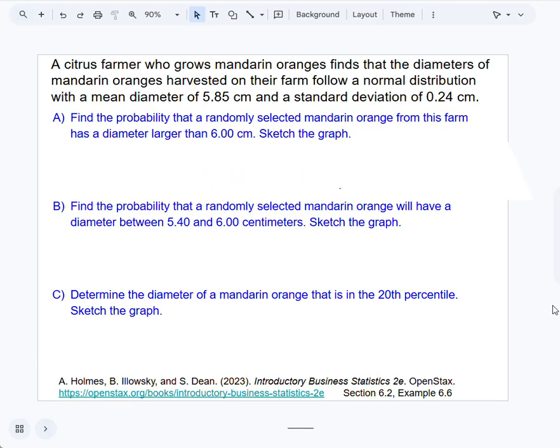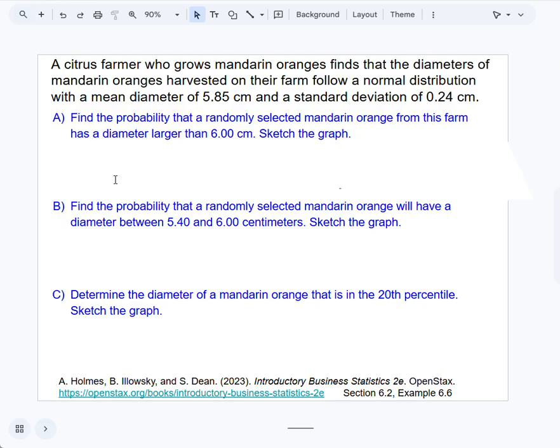And I went on to OpenStax, which offers a bunch of free textbooks. In this case, these three authors created a textbook called Introductory Business Statistics. It seems like a nice textbook, and I was able to find an interesting problem in Chapter 6, Section 2. And that problem, just so that we have something that we're trying to solve, is we've got a farmer who has been measuring oranges that they have coming off their farm.